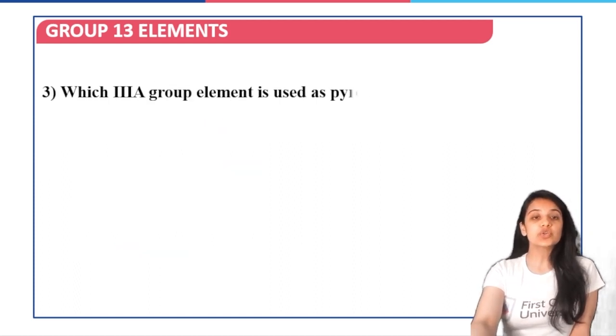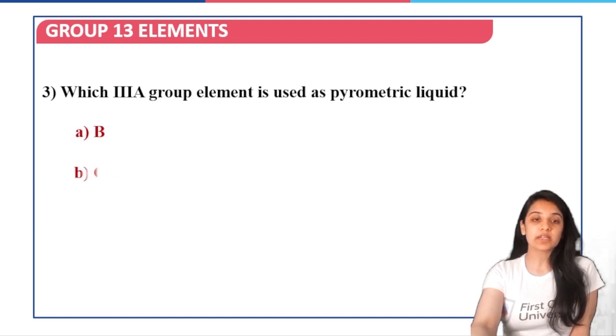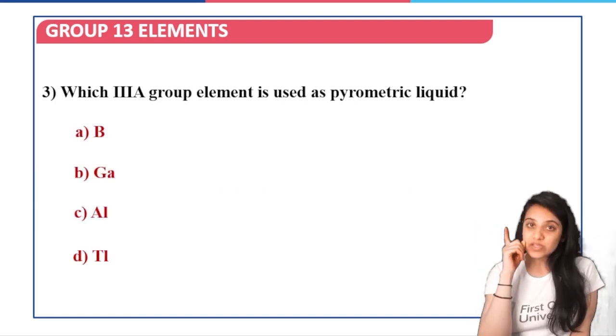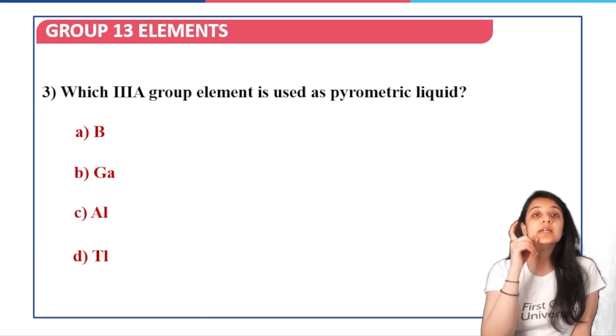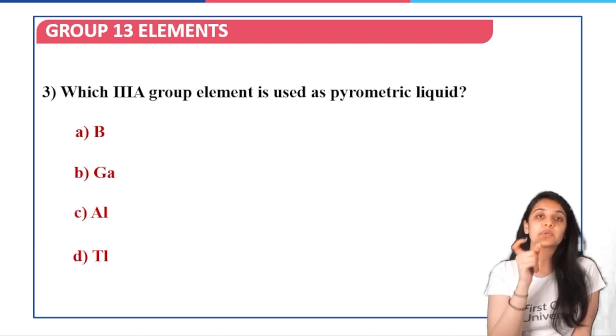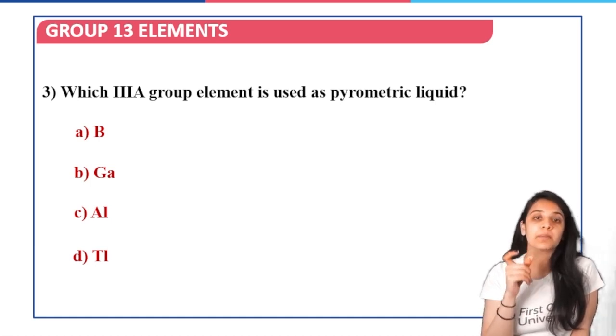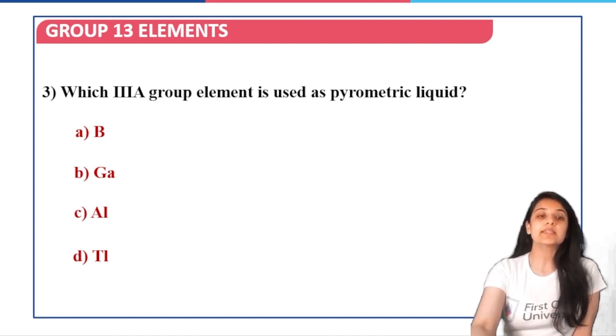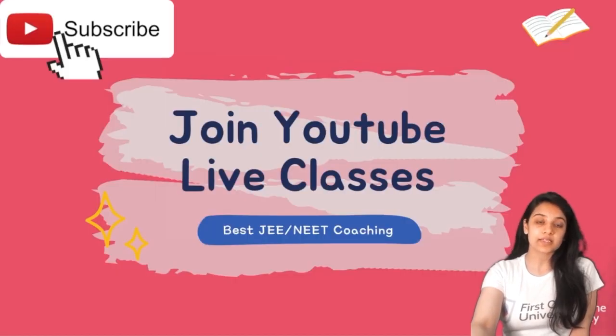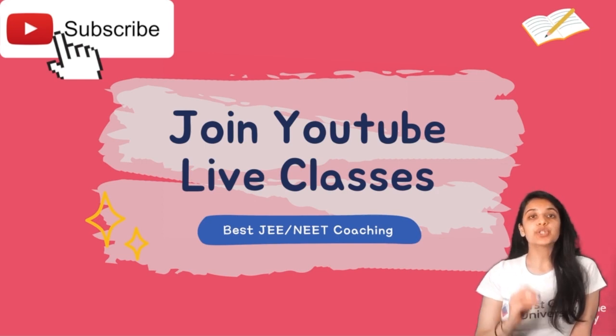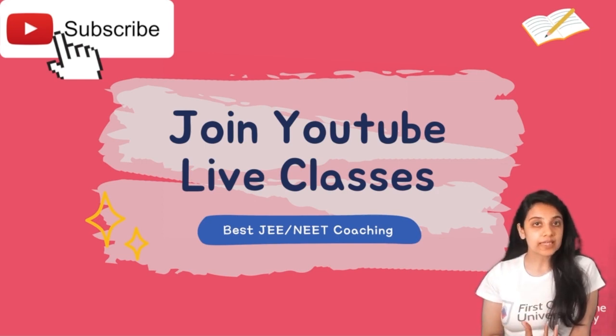Next question is, which group 13 element is used as a pyrometric liquid? We have already seen that there is one particular element that has got a difference of 2373 Kelvin between the melting and the boiling points, and therefore it can be used as a pyrometric liquid. That is gallium. So option B is the correct answer. So this is all about the introduction to group 13 elements, the abundance of group 13 elements, their electronic configurations, and their physical properties. In the next lecture, we'll be taking up the chemical properties of group 13 elements.